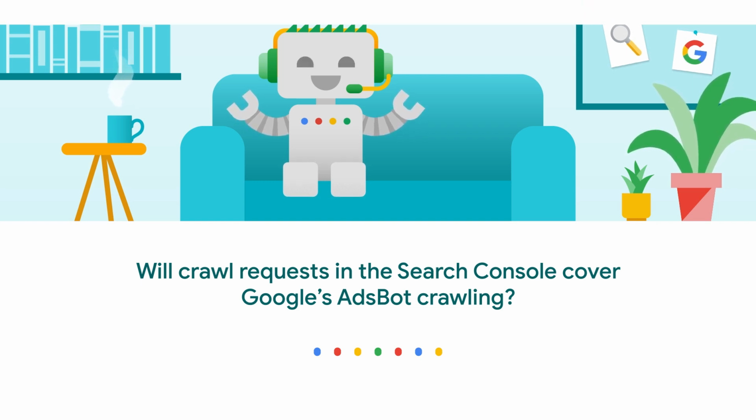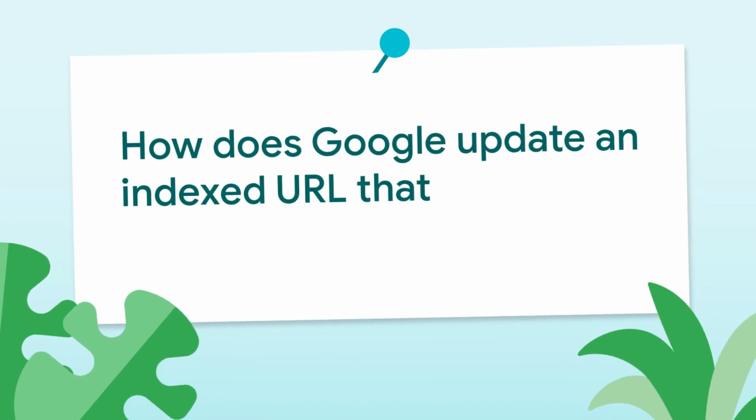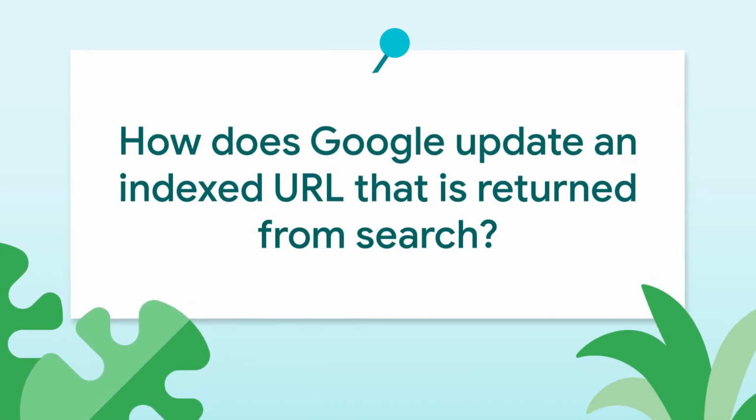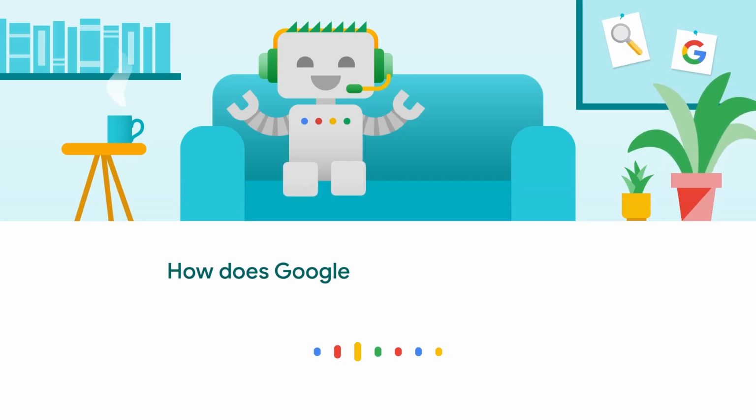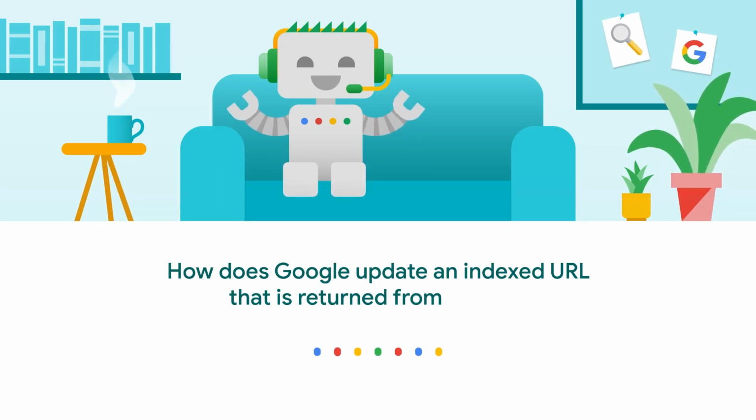Shannon is asking, how does Google update an indexed URL that is returned from search? Well, Google updates the URL in its index once it is crawled and reprocessed. So we go out with Googlebot, we crawl the URL, and then we pass it on to our indexer, and that will probably reprocess that URL. Depending on the popularity of the URL, this may take some time, but we do get there eventually.